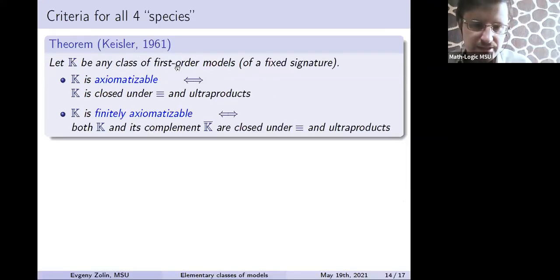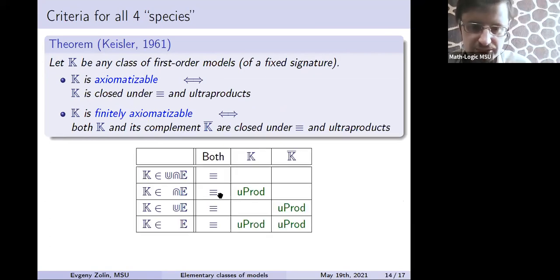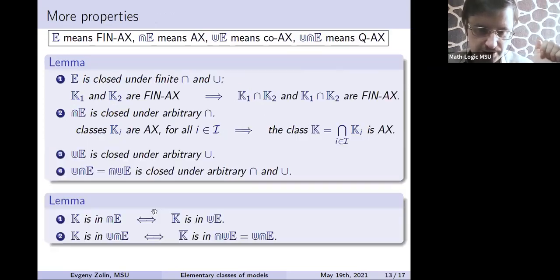So we had this theorem, and now we have two more items. We will simply write in the table. So the last line corresponds to this finitely axiomatizable, to this statement of the theorem. The second line corresponds to axiomatizable. Now, the third line is obtained from the second line by the complement. So by this statement, a class is axiomatizable if and only if its complement is co-axiomatizable.